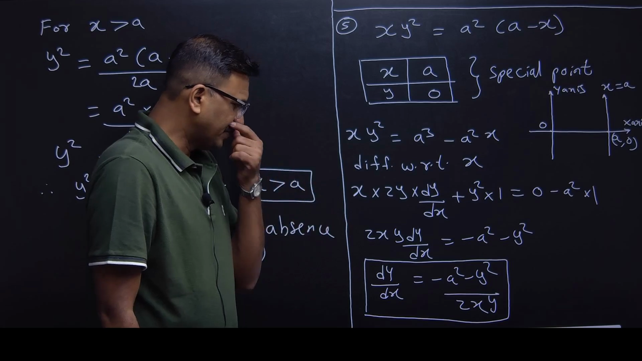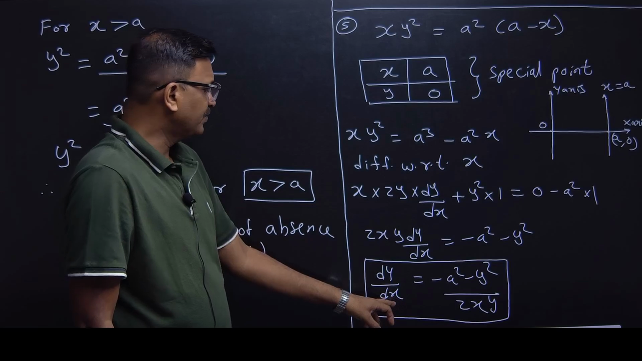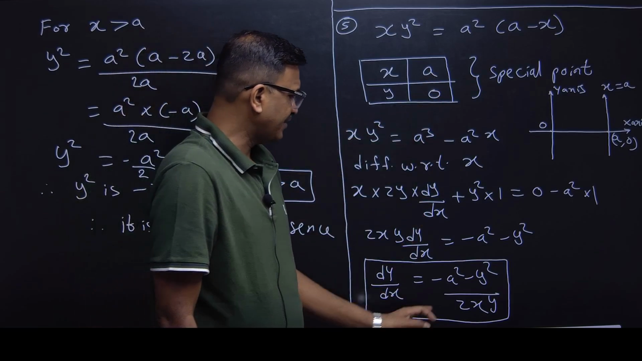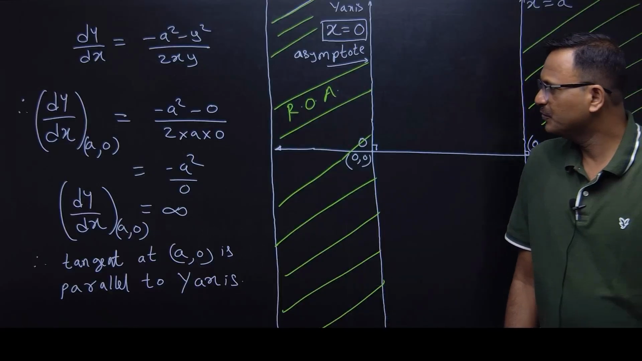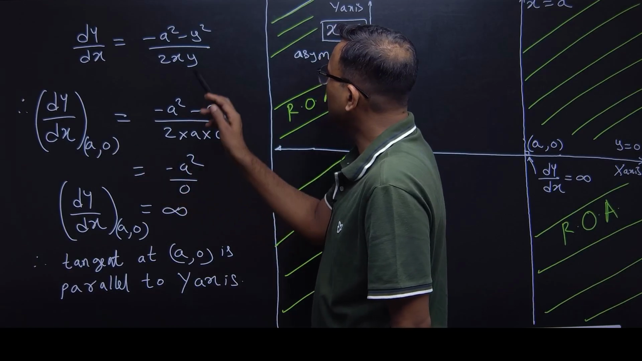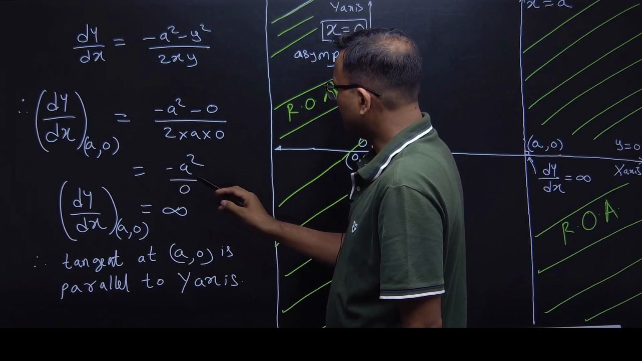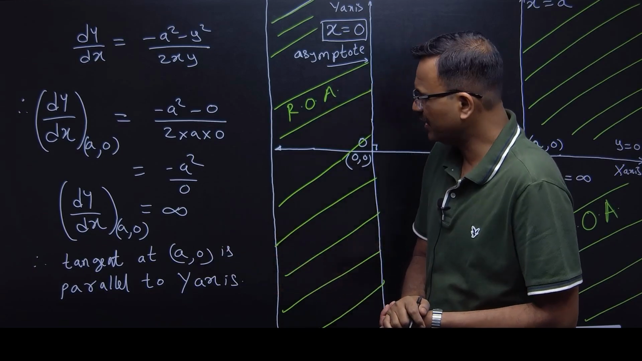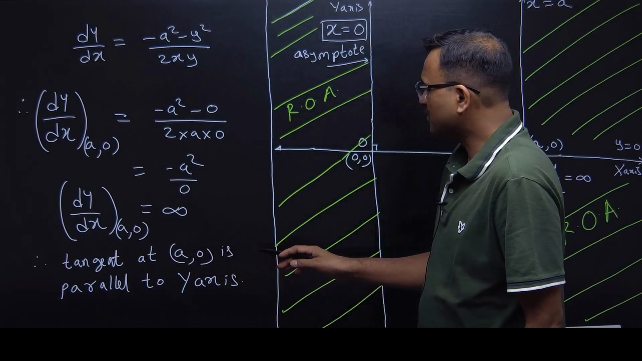We have got the value of dy by dx. See, why we have found out dy by dx? Because we want to find what is the value of dy by dx at this point a comma 0. X is a, y is 0. For that, in this dy by dx, if you put x is a, y is 0, in place of x we'll put a, in place of y we'll put 0. We get it as minus a square upon 0, which is infinity. If we get 0 in the denominator, means it's infinite, it's not defined. So dy by dx at the point a comma 0 is infinity.